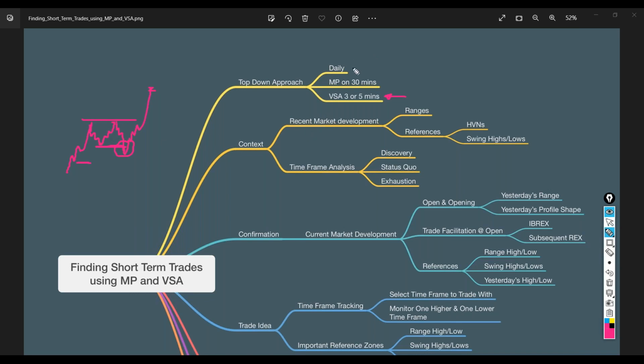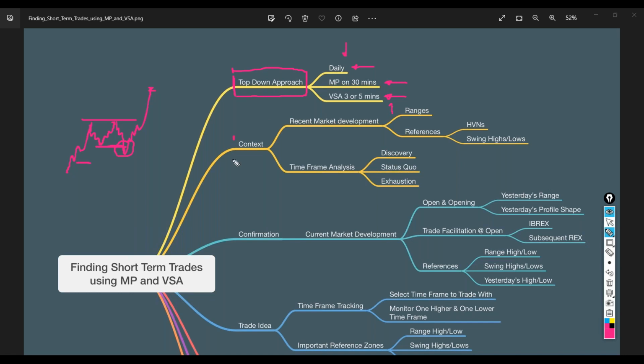So what I said, you have to look at one higher time frame, you have to look at your time frame, and you have to look at one shorter time frame, and that is how you move in your analysis. You start with the higher time frame and you go towards the lower time frame. So that is the top down approach.